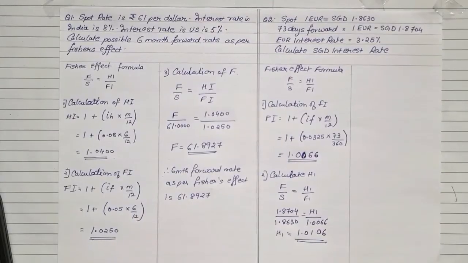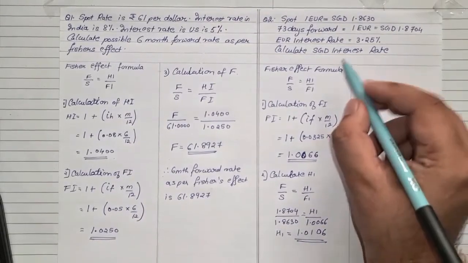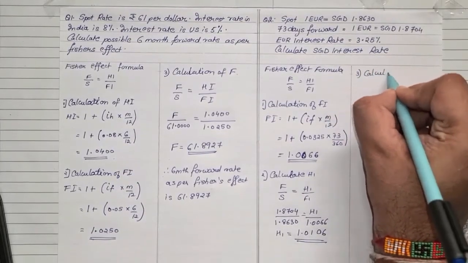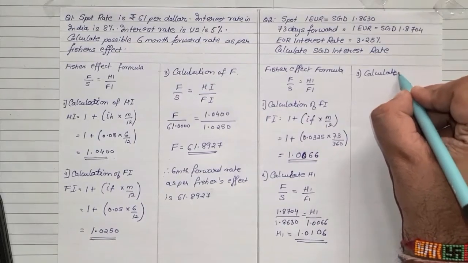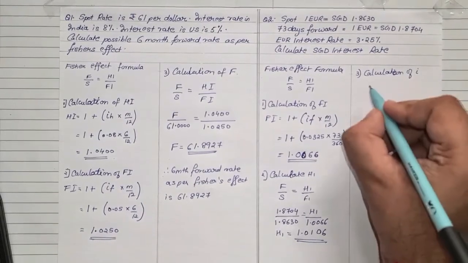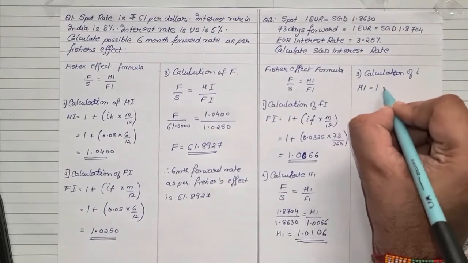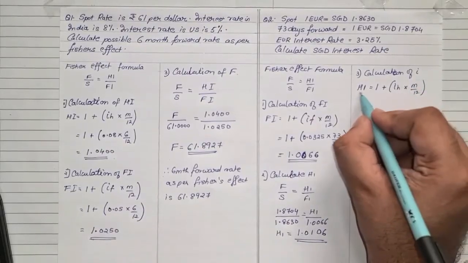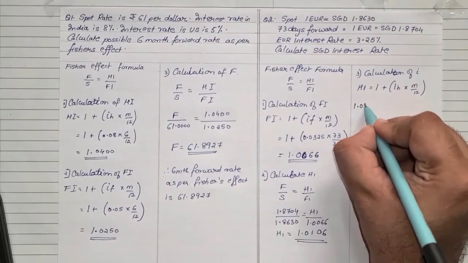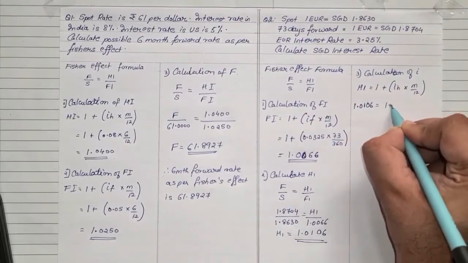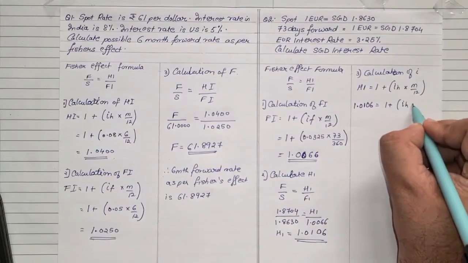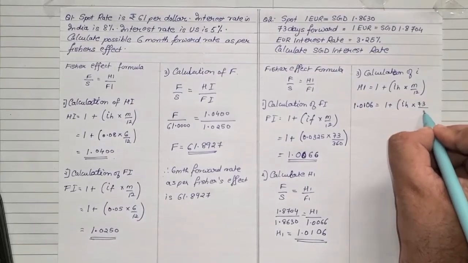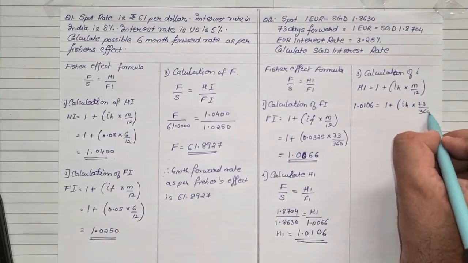Now if I have found HI, now it is very simple. Now we need to find the interest rate. So I need to find the value of I basically here. So third step, I'll write calculation of I. So now we'll take the HI value. HI was 1 plus I of home currency into M divided by 12. We already got this value, that is 1.0106 is equal to 1 plus interest of home currency. I don't know, I need to find that. M was 73 days. So it will be 73 upon, now since it is days, I won't take 12, we'll take it as 360 days.